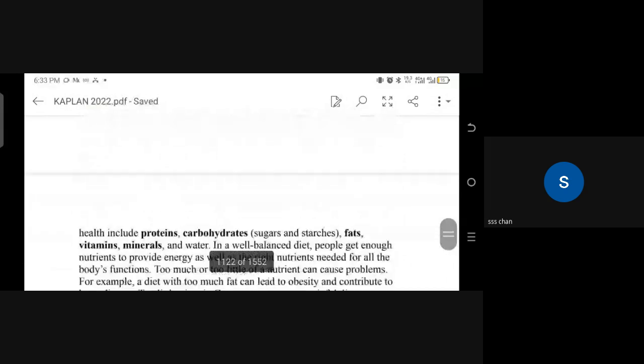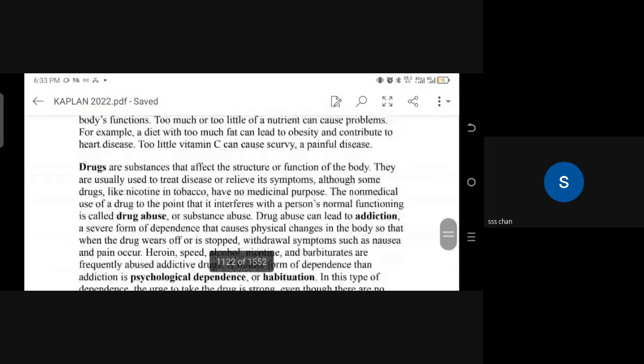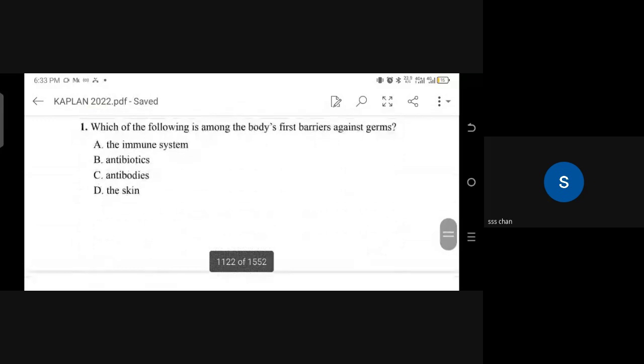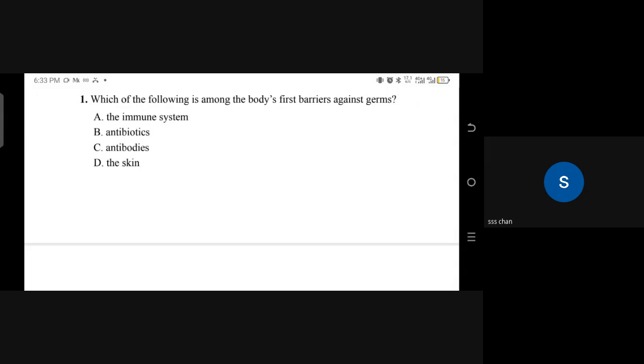Now, quickly, we're taking some questions. Which of the following is among the body's first barrier against germs? A, the immune system. B, the antibiotics. C, the skin.